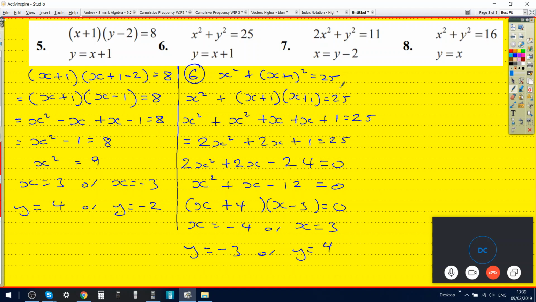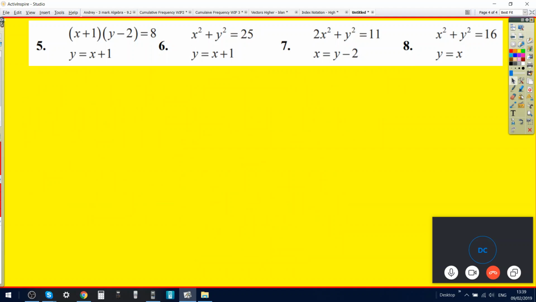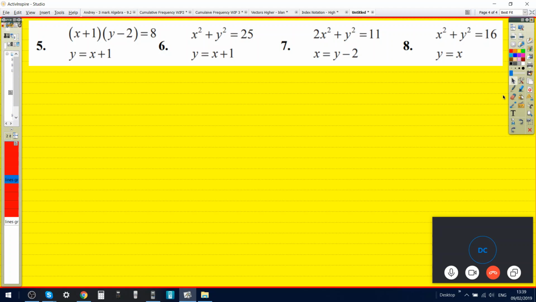So the next one is very similar. Let's just do the start of it. Question 8 looks easier to me. Let's just do the start of question 7. How do you start it?